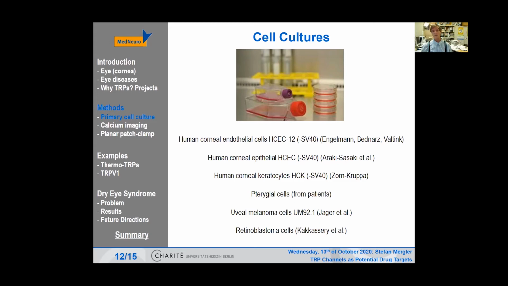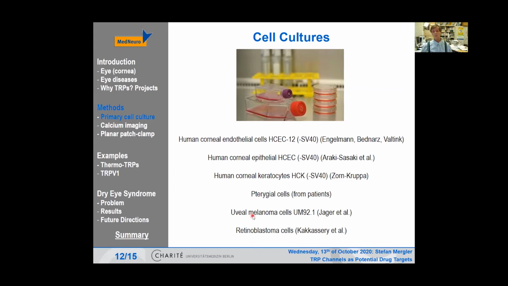And recently, I think 5 or 8 years ago, Ms. Sohn Krupper from the Eppendorf Hospital in Hamburg established human corneal keratocytes, which are specialized fibroblasts of the stroma, and this is helpful for investigation of stroma cells. And these cells are currently provided from the clinics by Professor Plyer.